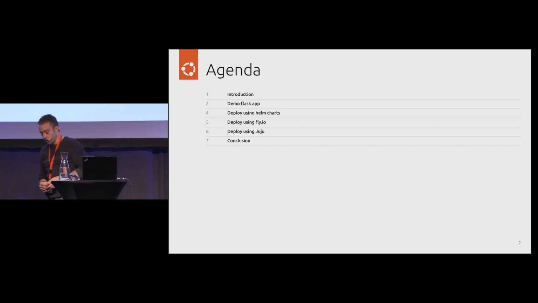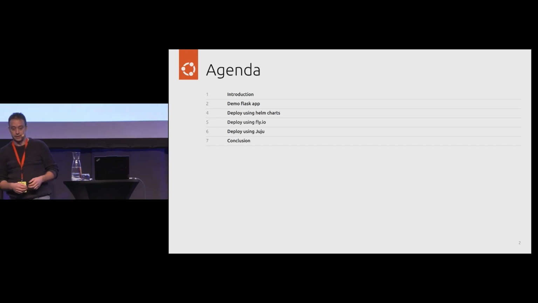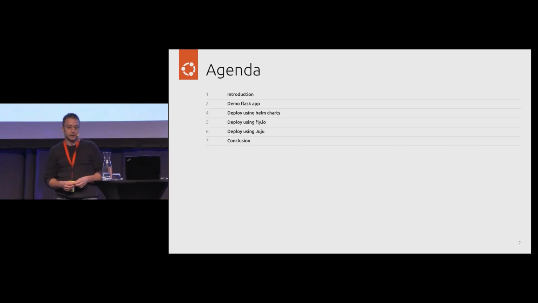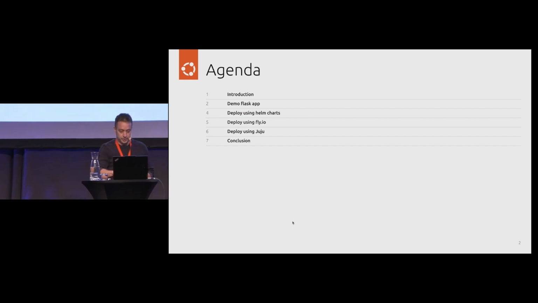Then we will go through Fly.io as a platform as a service. We will go after that through Juju. Juju is an orchestrator for software operators. It's built by Canonical. Canonical is the company I work for. And if you don't know Canonical, probably you know some of our products like Ubuntu, Netplan, cloud-init, LXC containers, and things like that. And finally, we will make a conclusion of the things that we've seen over the talk.